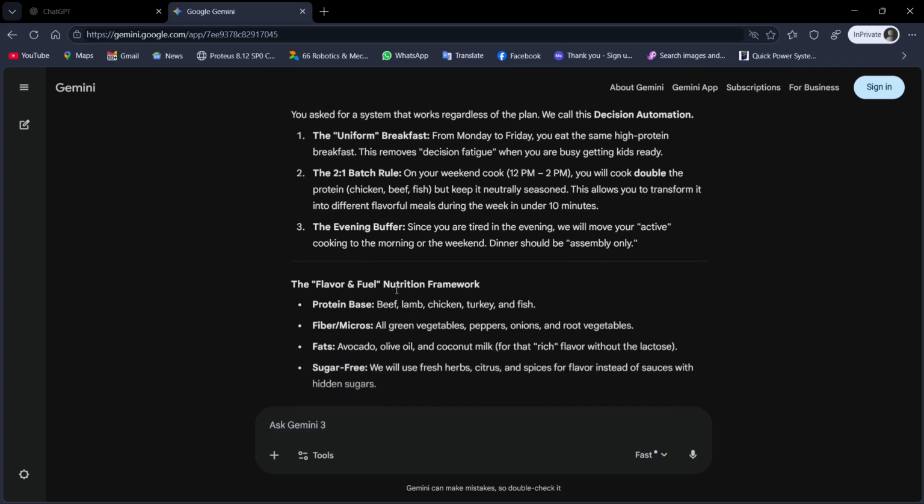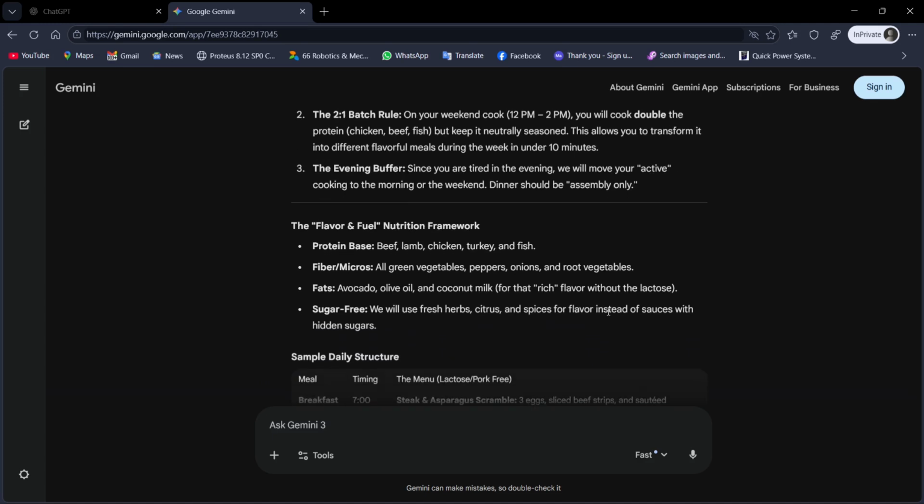So the flavor fuel nutrition: protein based, beef, lamb, chicken, turkey, fish. Fiber macros: all green vegetables, peppers, onions, root vegetables. Fats: avocados, olive oil, coconut milk for the rich flavor without the lactose. Sugar free: would use fresh herbs, citrus, spices for flavor instead of sauces with hidden sugars.